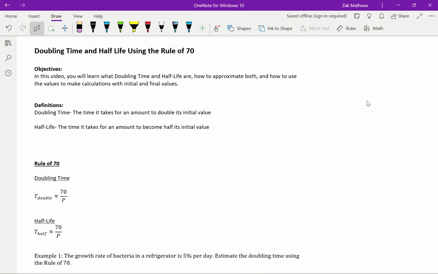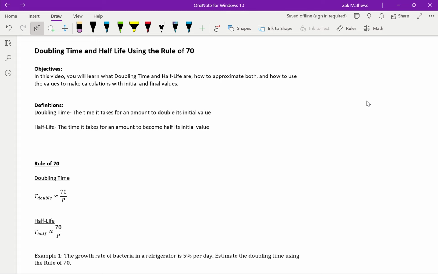In this video, we're going to take a look at doubling time and half-life using the rule of 70. So these calculations will be approximations. To start off with our objectives, in this video, you will learn what doubling time and half-life are, how to approximate both things using the rule of 70, and how to calculate values based on either an initial value or a final value. So we're going to learn how to use those half-life and doubling times to perform calculations. Again, I want to stress that we are going to be approximating using this rule of 70.